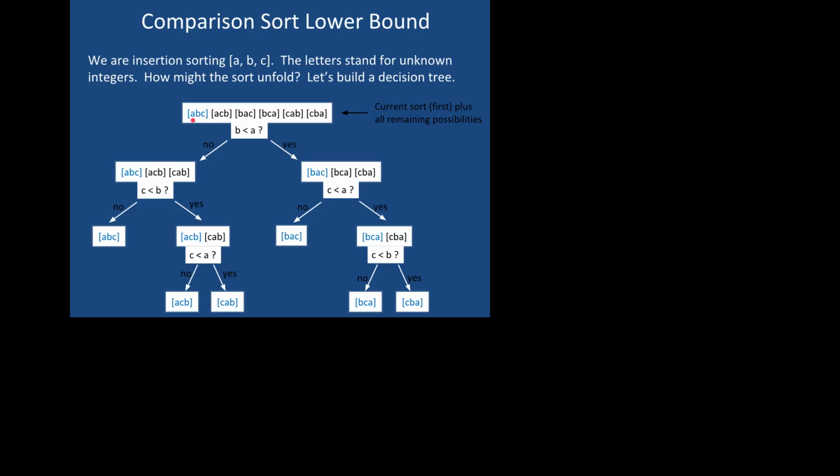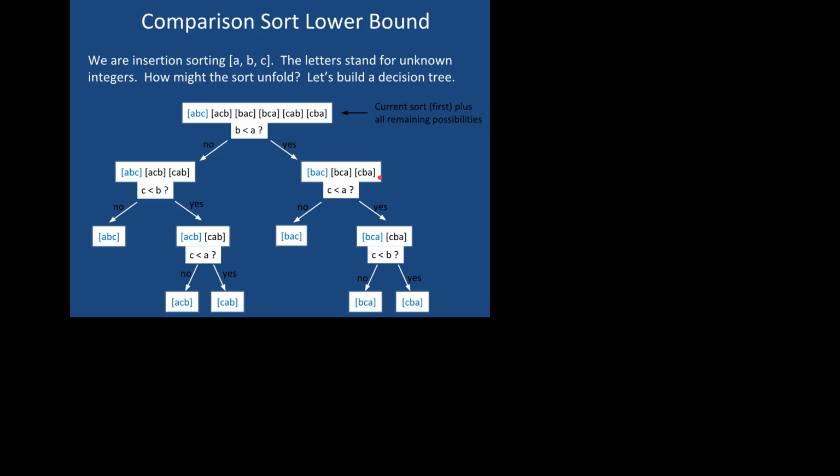Yeah, it'll swap B and A, that's what insertion sort does. And now insertion sort's in this state. It's looking at the array BAC. We happen to know that these are the only remaining possibilities. BCA and CBA are the only remaining possibilities for sorting the array.